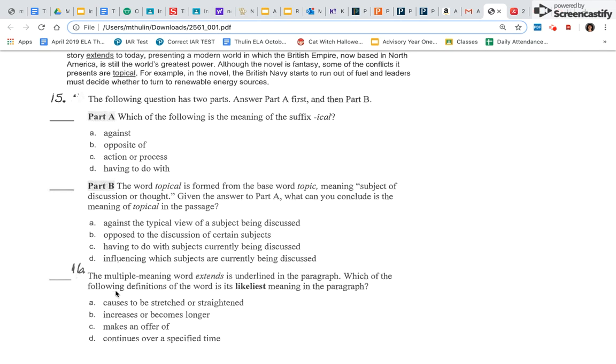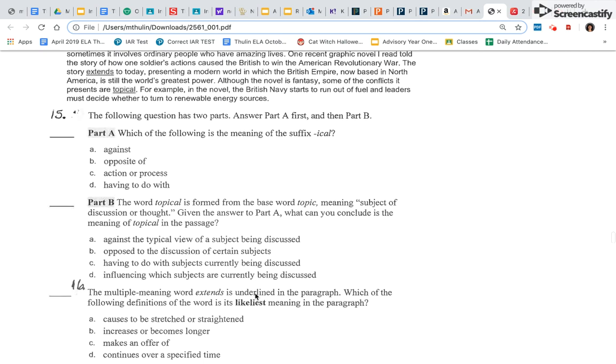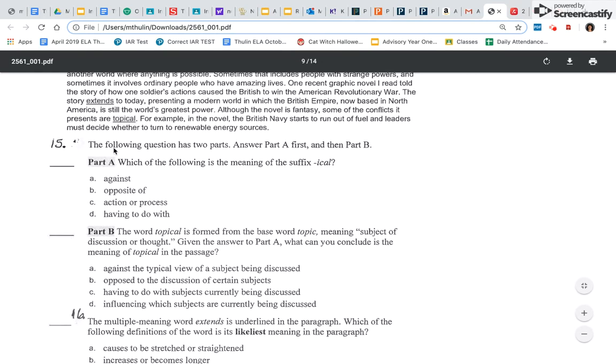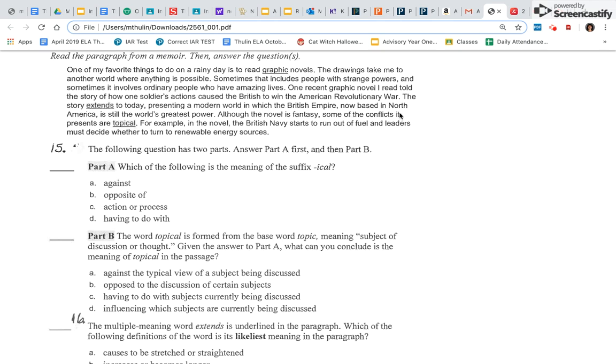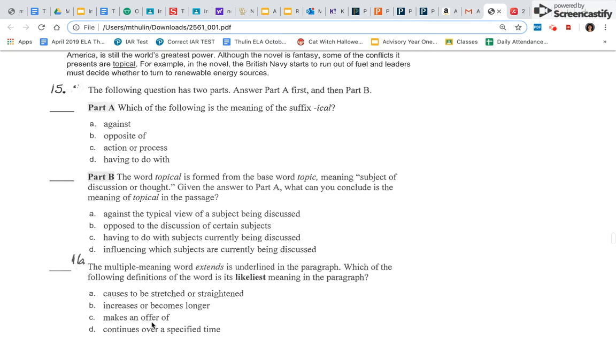Number 16, the multiple meaning word extends is underlined in the paragraph. Which of the following definitions of the word is the likeliest meaning in the paragraph? So if you need to, go back to the story up here. It says the story extends to today, presenting a modern world in which the British Empire, now based in North America, is still the world's greatest power. Does extends mean A, causes to be stretched or straightened? B, increases or becomes longer? C, makes an offer of? Or D, continues over a specified time?